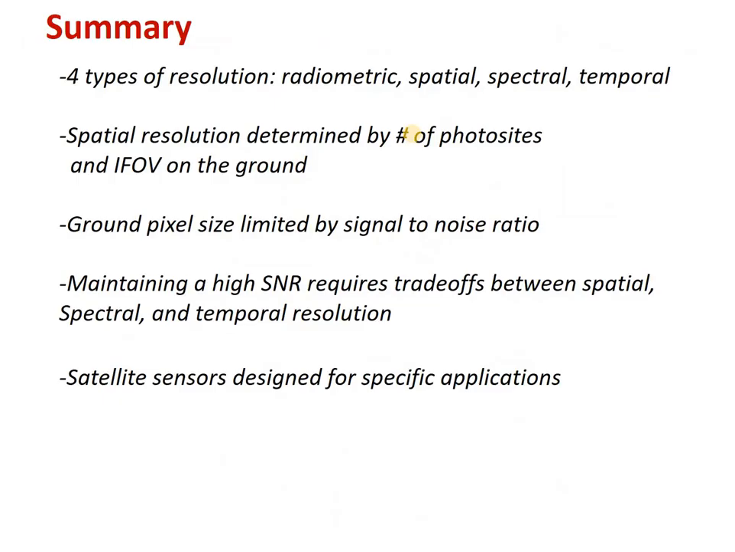Okay, thanks so much, everybody. In summary, we have 4 types of resolution: radiometric, spatial, spectral, and temporal. Spatial resolution is determined by the number of photosites and the instantaneous field of view on the ground. The ground pixel size is generally limited by the signal-to-noise ratio, and maintaining a high signal-to-noise ratio requires trade-offs between spatial, spectral, and temporal resolution.